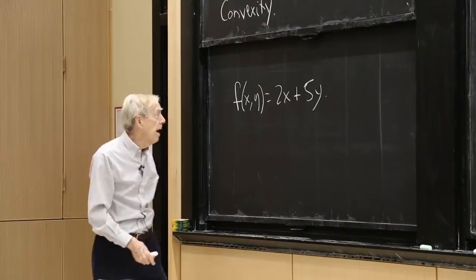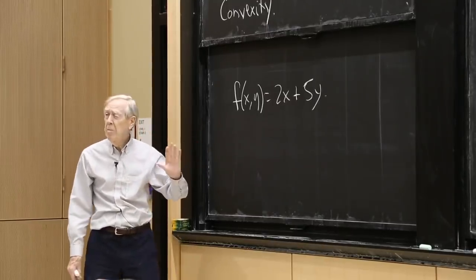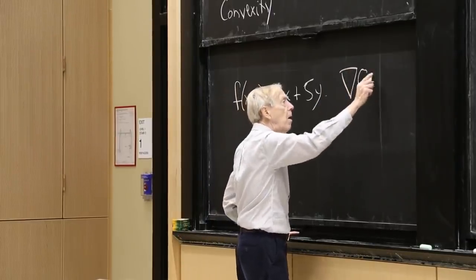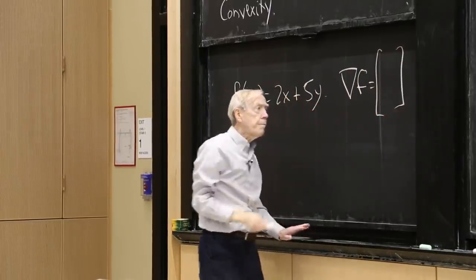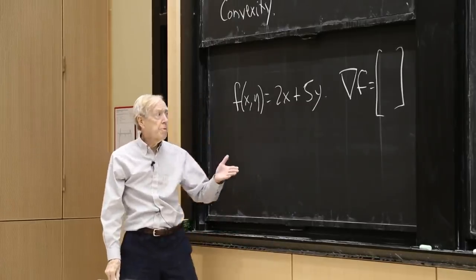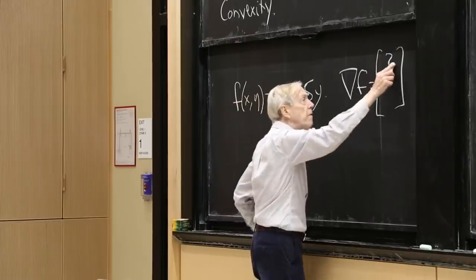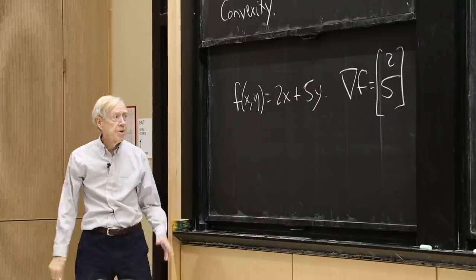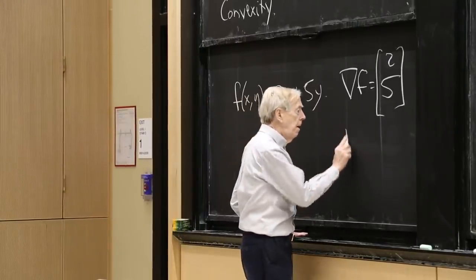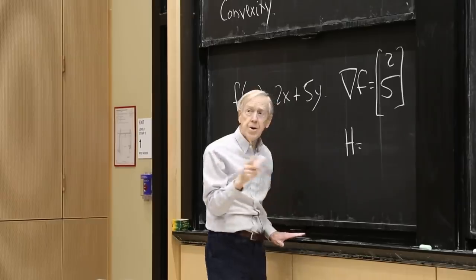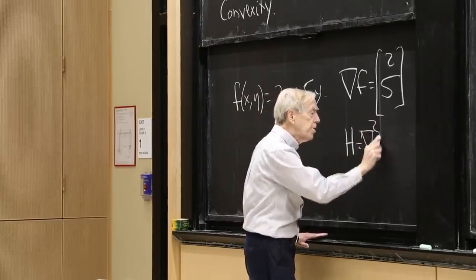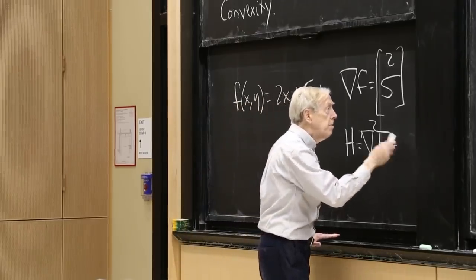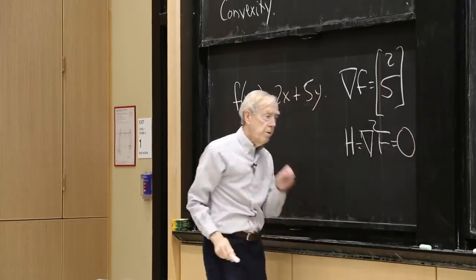So what's the gradient of that function? It's a function of two variables, so the gradient is a vector with two components, and they are the derivative with respect to x, which is 2, and the derivative with respect to y, which is 5. So in this case, the gradient is constant, and the Hessian, which I often call H after Hessian, or del squared f, would tell us we're taking second derivatives. That will be, the second derivative is obviously 0 in this case.